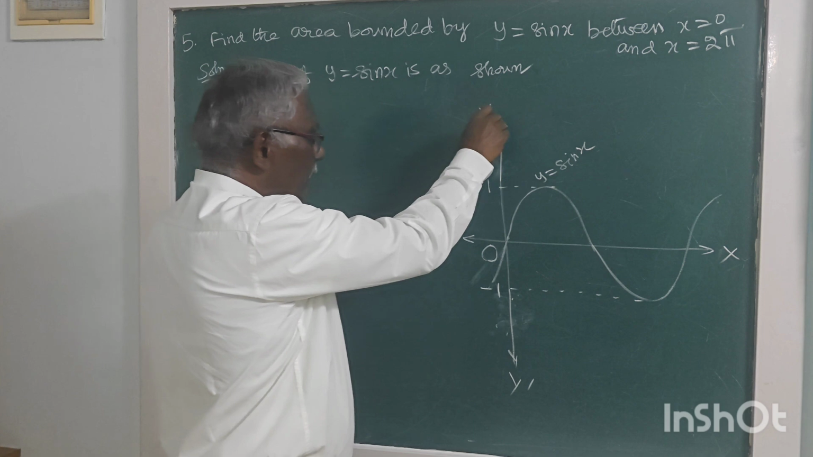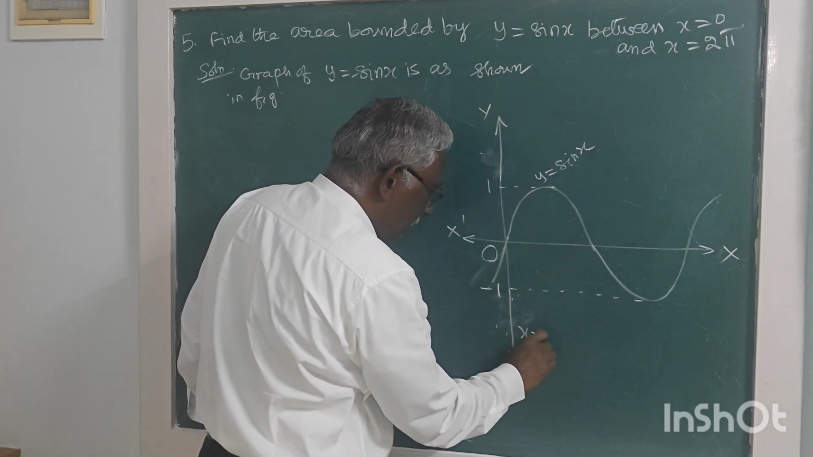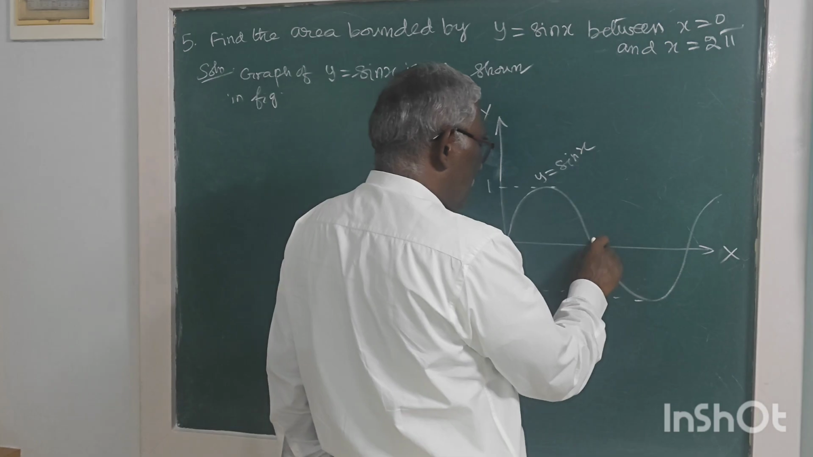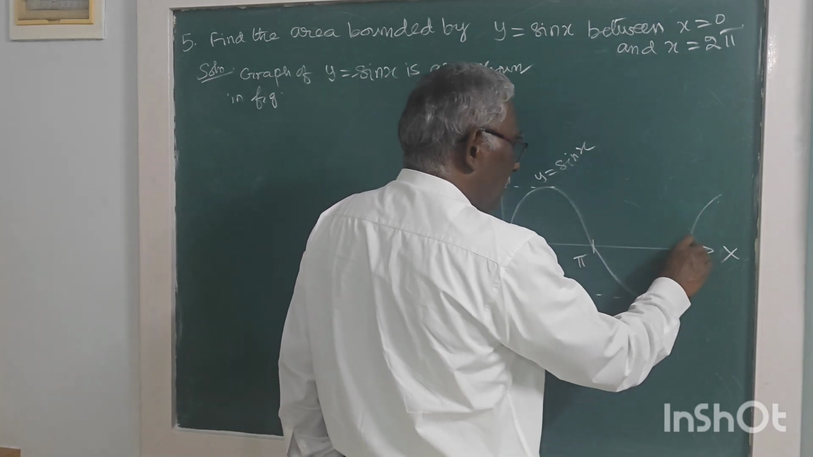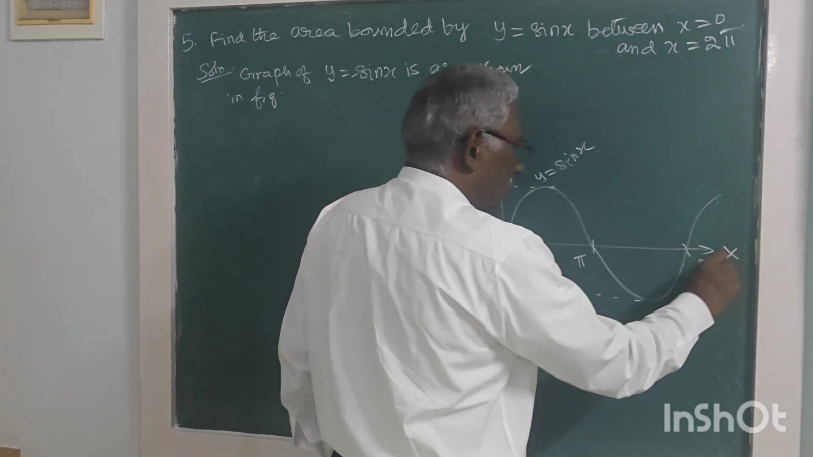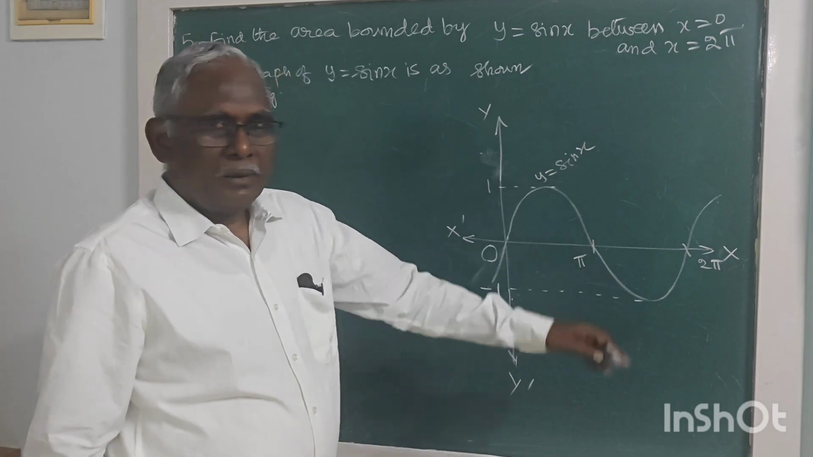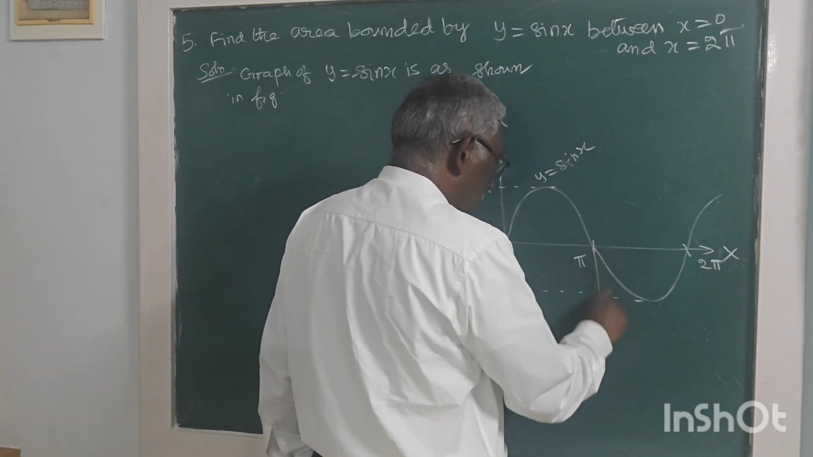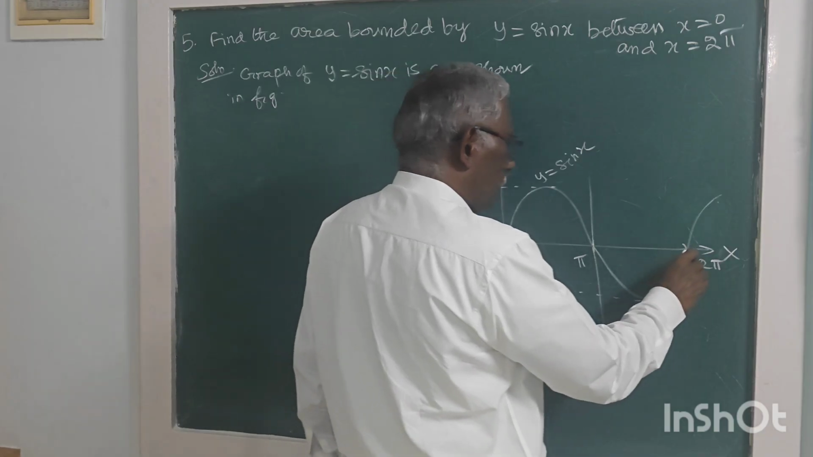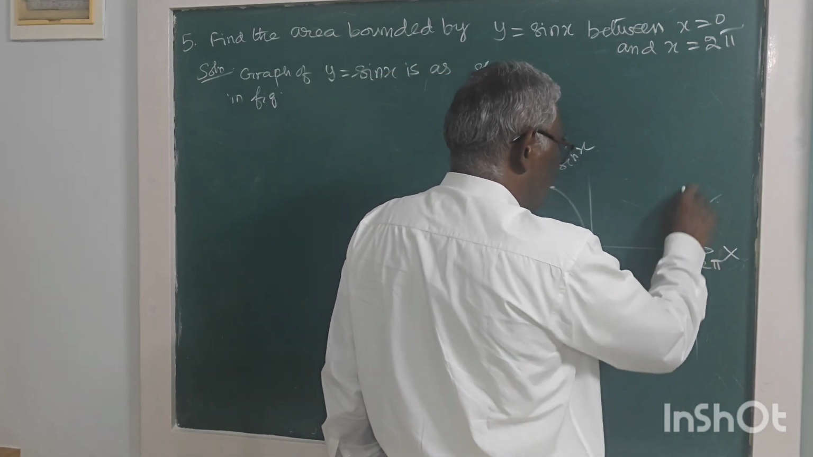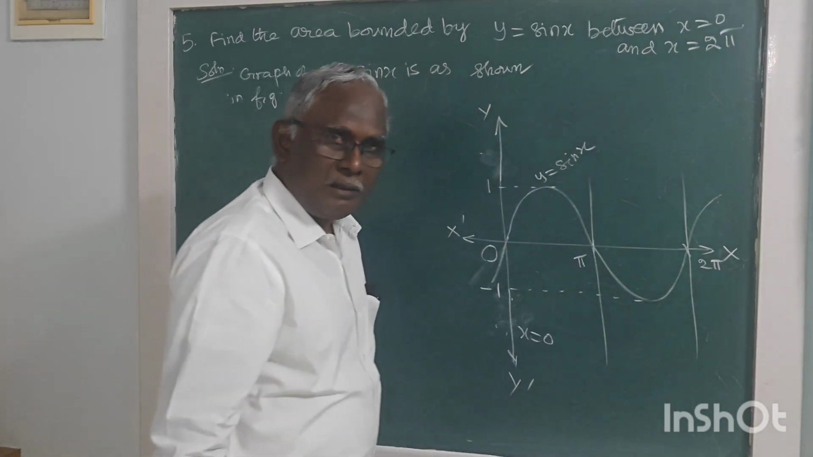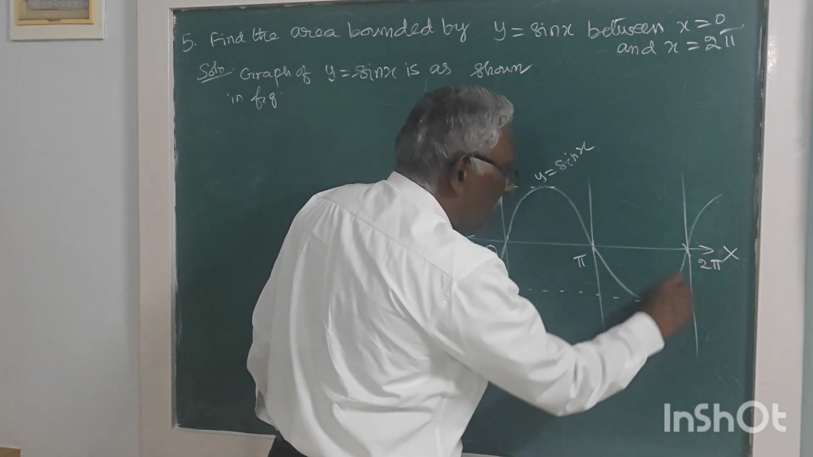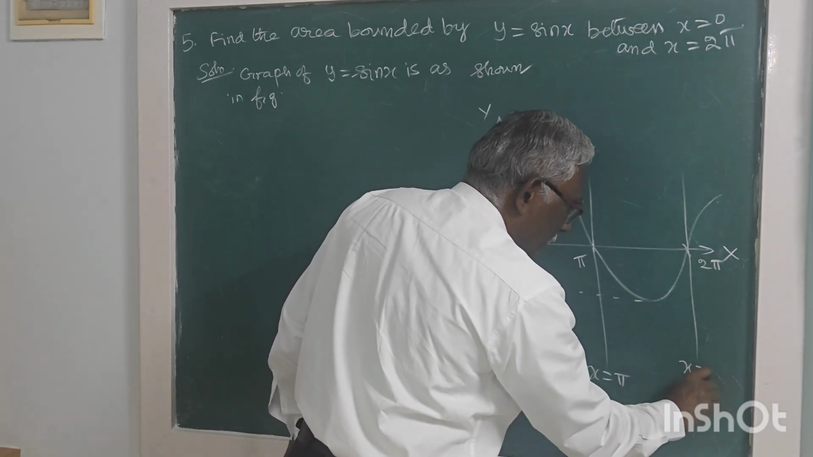So equation of y-axis is x is equal to 0, and this is pi and this is 2 pi. Through pi and 2 pi, we will draw lines parallel to y-axis. Equation of this line is x is equal to pi and equation of this line is x is equal to 2 pi.